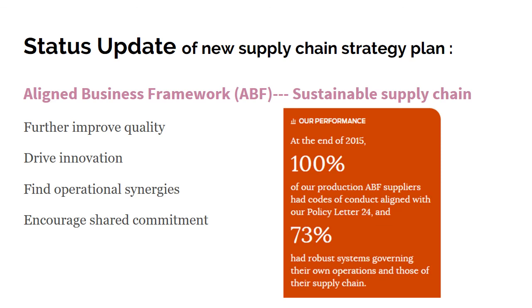First, FERT verifies that ABF suppliers have a code of conduct aligned with policy letter 24. ABF suppliers conduct internal training to ensure their employees understand and comply with their code of conduct. FERT validates each supplier's internal mechanism to ensure ongoing alignment. The ABF suppliers are also required to extend their shared expectations to their own suppliers. FERT ensures that ABF suppliers can verify that their own supply chains are compliant with expectations.